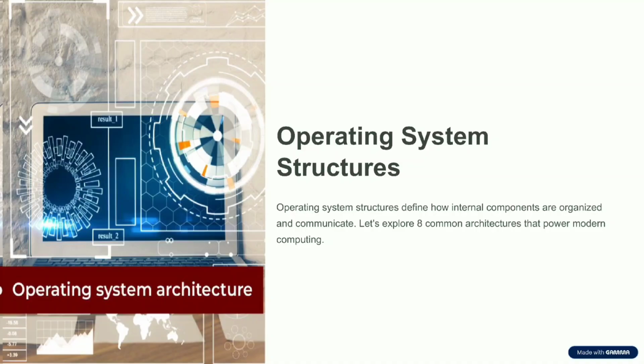Now, coming to operating system structure. Structure means how the operating system is arranged inside. It shows how programs, system parts, and hardware are connected. Let me explain them one by one very simply.